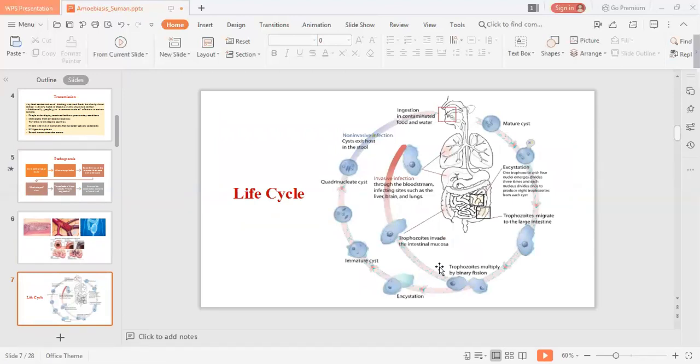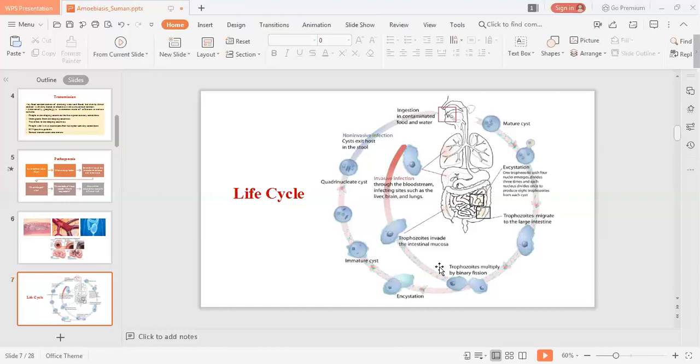The life cycle starts with ingestion of contaminated food or water. What are we ingesting? We are actually eating the mature cyst or else the trophozoite. The mature cyst is present in the formed stool, and the trophozoites are present in the diarrheal stool. If both stools contaminate either our drinking water or the food, and we consume it, we are ingesting the trophozoite as well as the mature cyst.